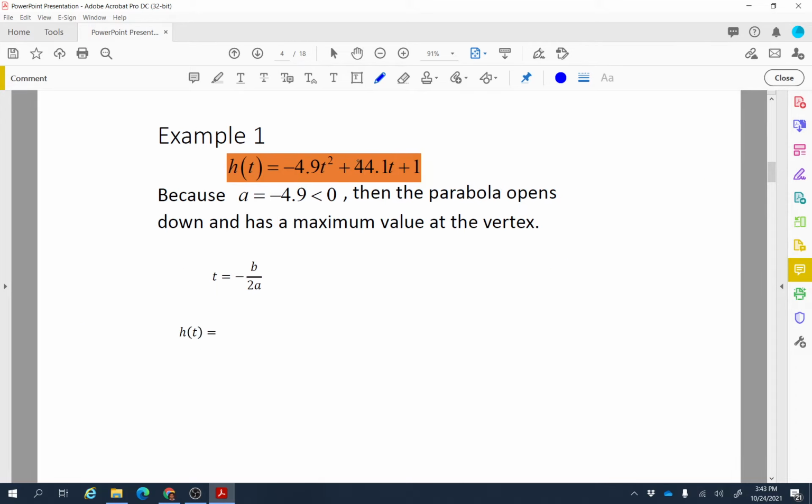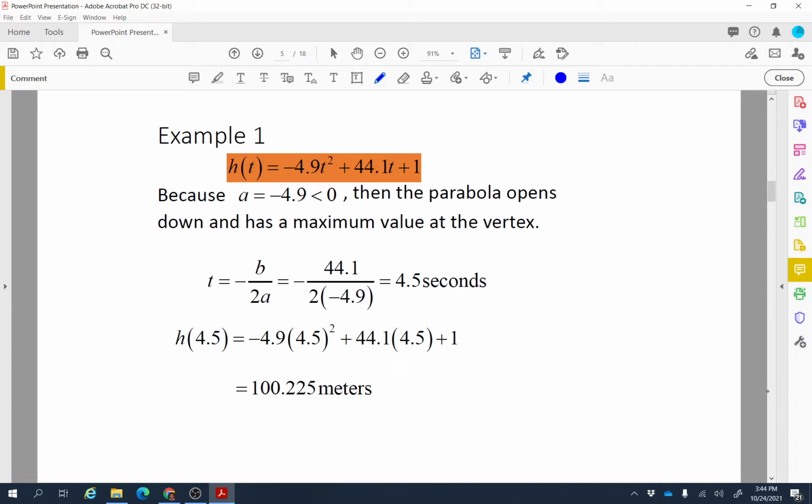So this is the height function, and we can use the formula for finding the vertex, which is negative b over 2a, for the time. That is actually the h and k I was talking about. If you remember, the formula is h equals negative b over 2a, but in our case it's a time, that's why t equals negative b over 2a. And then the height is the height function at that time. So if you plug in the values, a is negative 4.9, b equals 44.1, and c equals 1.